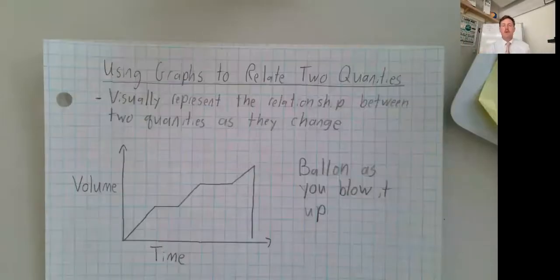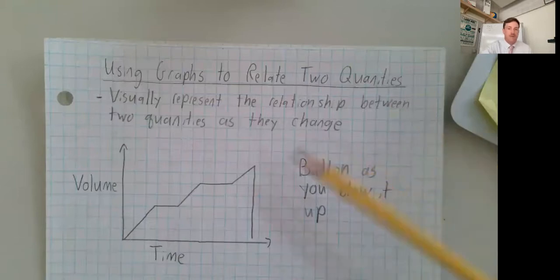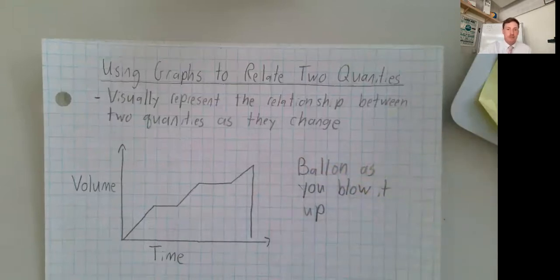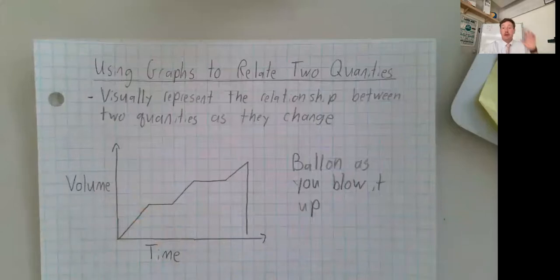Hey everyone, today we're going to start talking about linear functions, using graphs to relate two quantities. But linear functions is the big new concept that we're going to be talking about. So using graphs to relate two quantities. Today we're going to be visually representing the relationship between two quantities as they change. The two quantities are basically the two variables that are either going up or going down, and that's what we're going to be talking about today.